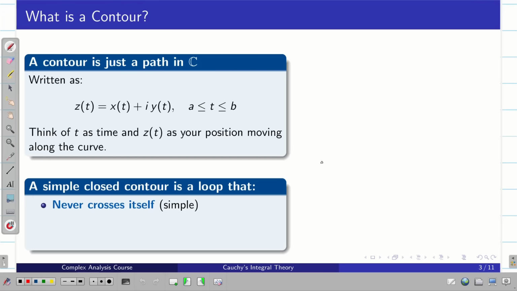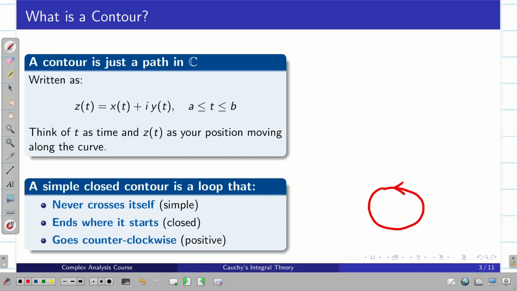Next, we are going to learn a simple closed contour. A simple closed contour is a loop. It never crosses itself. Suppose I am taking a curve like this. At this point, it crosses itself. So if a loop is a simple closed contour, it should not cross itself. The starting point and ending point should be the same. If you take a circle, the starting and ending point are the same, and it should travel in the counterclockwise direction. We say it is in the positive sense, or simply positive.